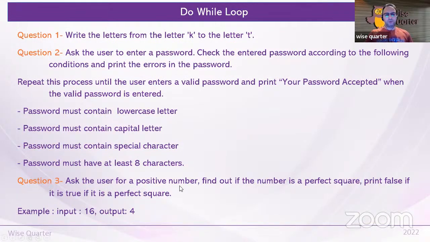Ask the user for a positive number. Find out if the number is a perfect square. If it is, we will write perfect square, and print true; if not, print false. For example, 16, as you can see, we should calculate the square root. It is the square of 4.